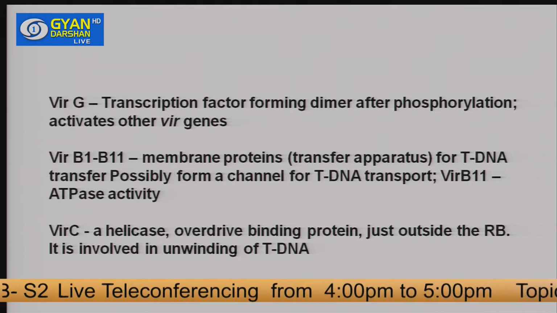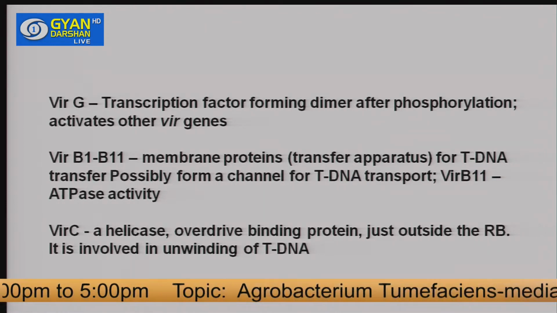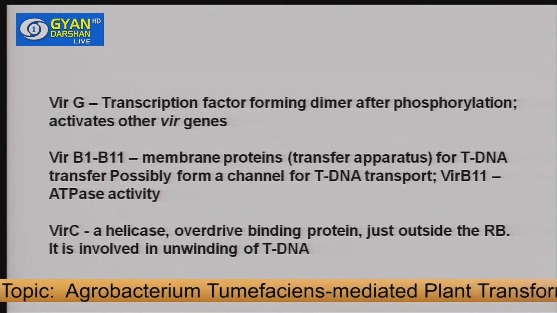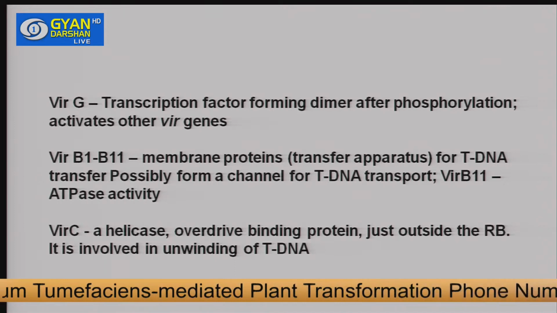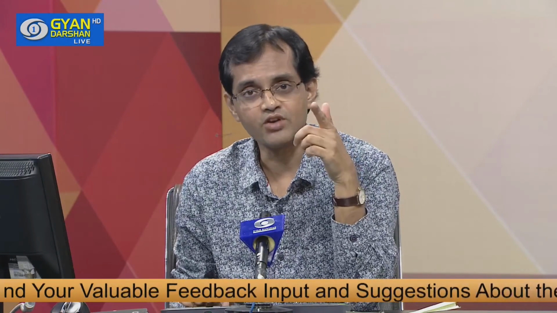VirC is a helicase and an overdrive binding protein. Overdrive sequences are present just outside the right borders, and these overdrive sequences are recognized by VirC, which is a helicase, and that is probably the reason that the transfer process starts from the right border and not the left border. It is because of the presence of these overdrive sequences which are present near the right borders, and which are being recognized by VirC, which has a helicase activity. And helicase means that there is an unwinding of DNA. So from the double-stranded DNA, it has to get converted to the single-stranded form before the transfer process is initiated. And that occurs exclusively at the right T-DNA region.